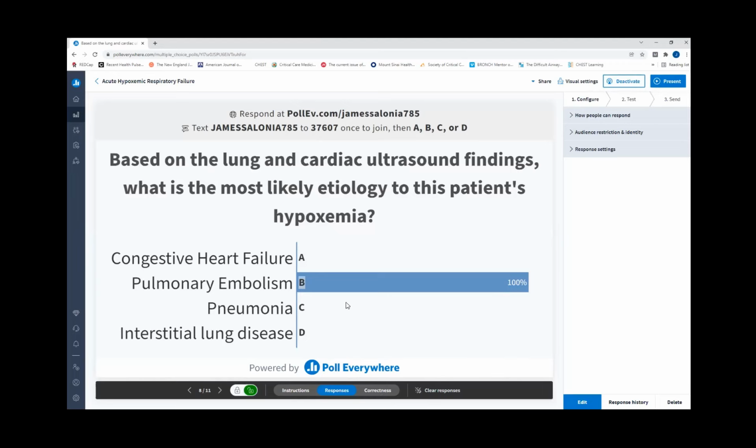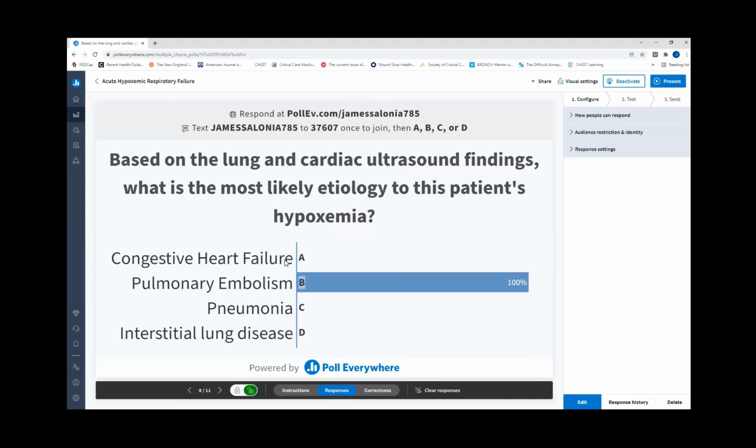Pulmonary embolism, absolutely. Congestive heart failure, you'd see bilateral B lines, right? So that's not the case. Pneumonia, you can see bilateral or unilateral B lines, which you didn't see here. You would definitely start to see some consolidation if you were to look at the axillary region or the PLAPS point in the posterior region.